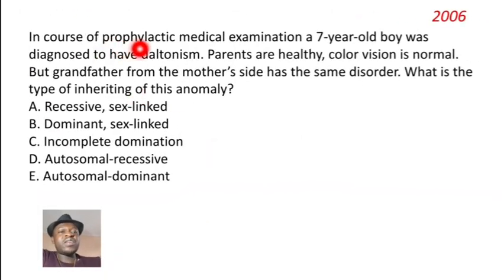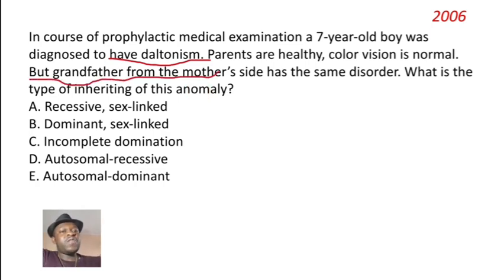In course of prophylactic medical examination, a 7-year-old boy was diagnosed with daltonism. Daltonism is color blindness. Parents are healthy. Color vision is normal. Oh, okay, they told you about color vision. But the grandfather from the mother's side, if you just try to understand, it means the mother is already a carrier here. Okay.